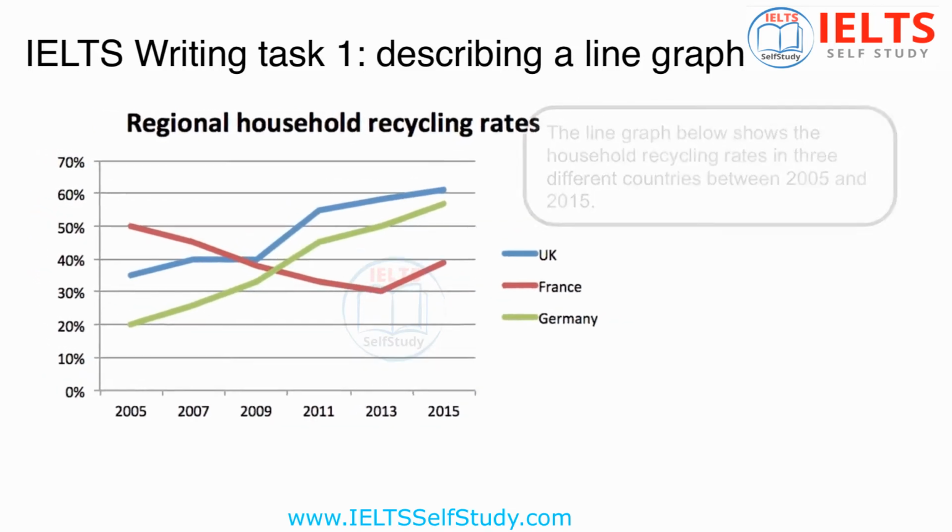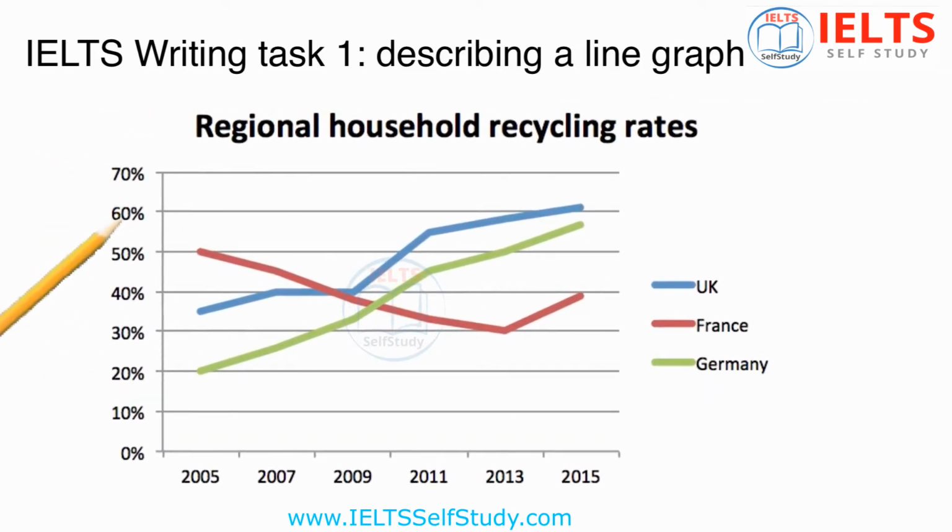Now, we can take a closer look at the graph. Down the vertical axis, we have the percentages, and along the horizontal axis, we have the years. We can also see that we have 3 countries: the UK in blue, France in red, and Germany in green. So that's our line graph.